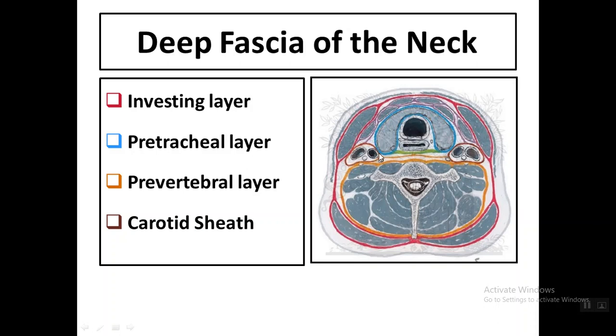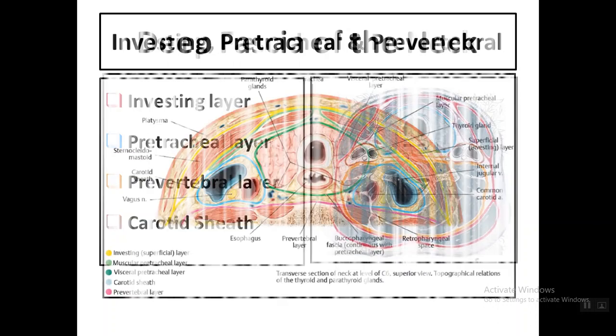The carotid sheath is a condensation from the nearby deep fascia to surround the common carotid, internal carotid artery, internal jugular vein, the vagus nerve, and the cervical lymph nodes. All these are thickenings of the deep fascia.